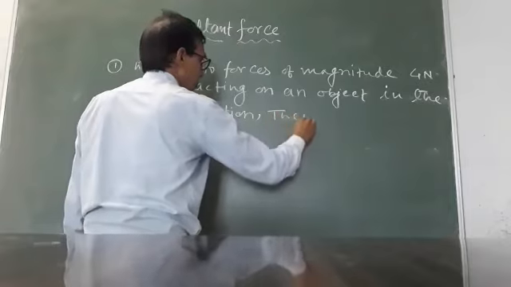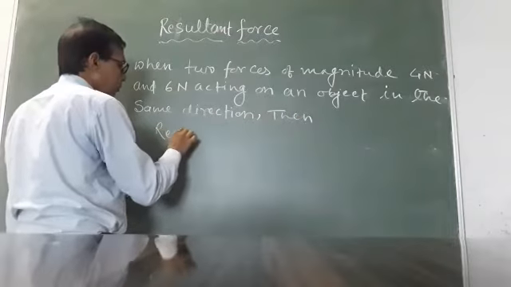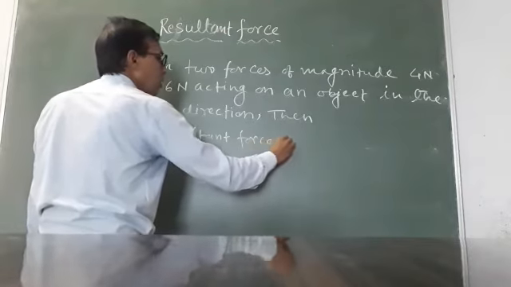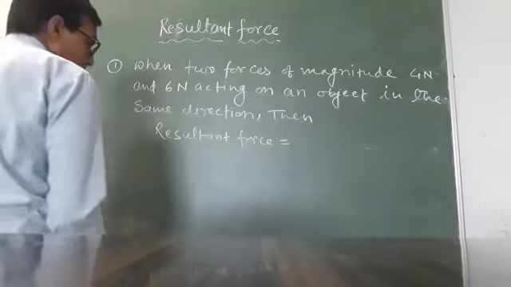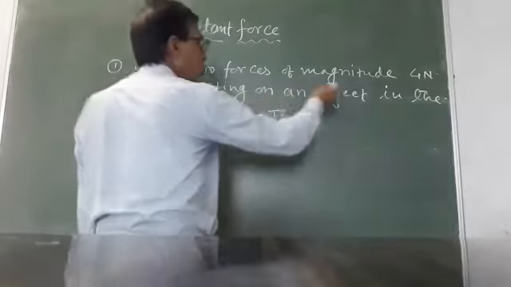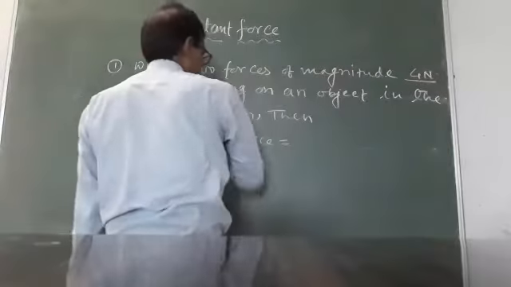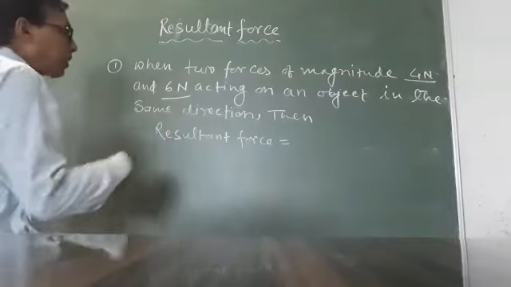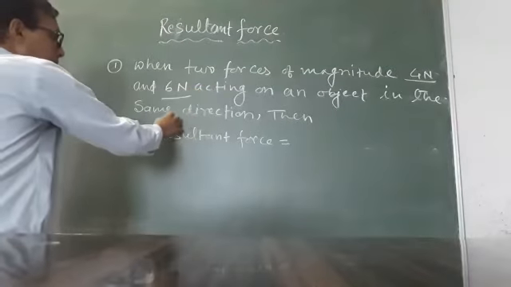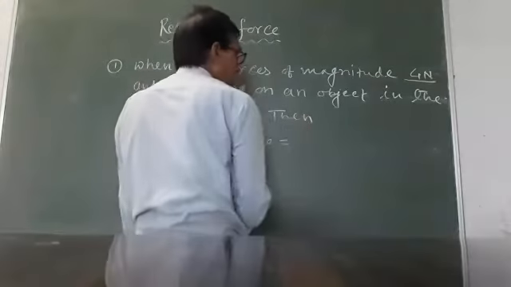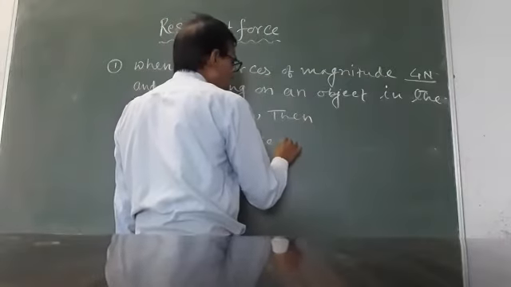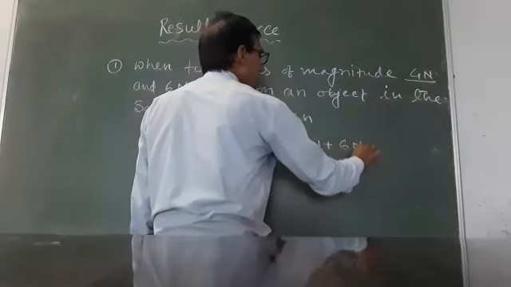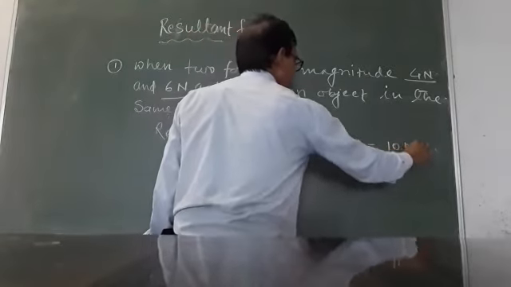Then resultant force is equal to the sum of these two forces. When two forces of different magnitude act on an object in the same direction, then the resultant force is equal to the sum of these two forces, that is 4 Newton plus 6 Newton is equal to 10 Newton.